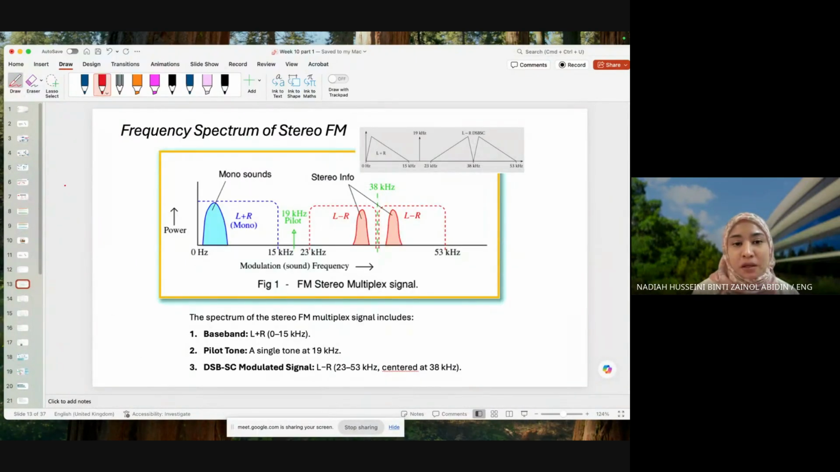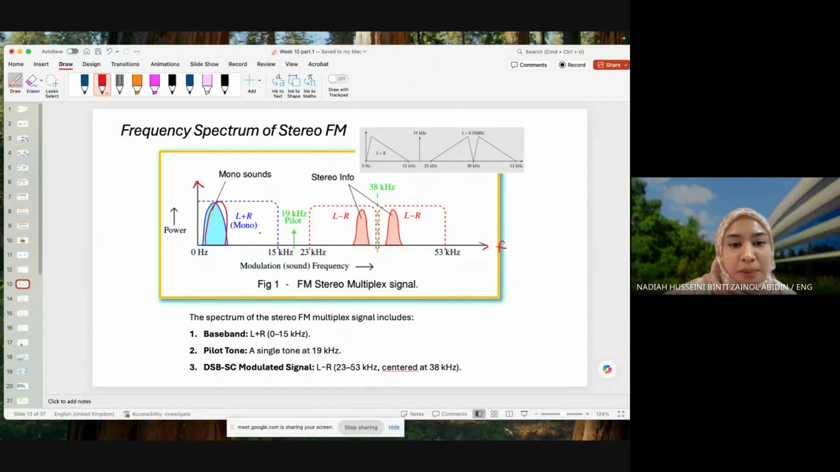Okay, moving on. This is the frequency spectrum of stereo FM. Let's talk about it first before everyone panics. We start with the frequency domain over here. This is frequency, and this is power. Here I have this one frequency component, and it is situated between 0 to 15 kilohertz. It looks like a blip like that.